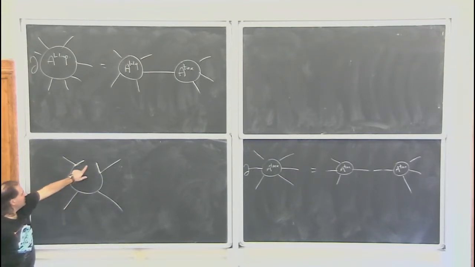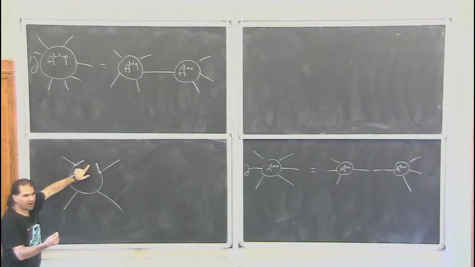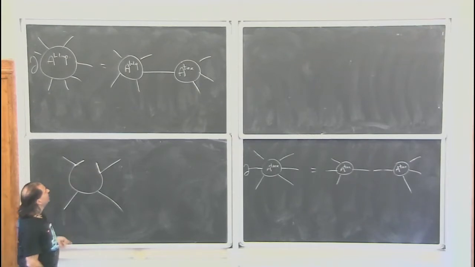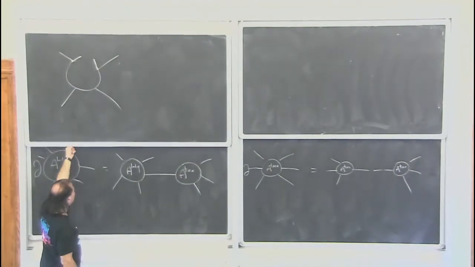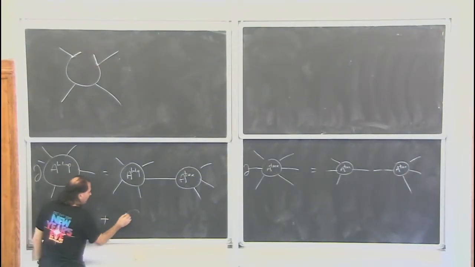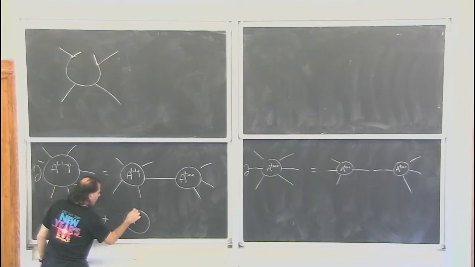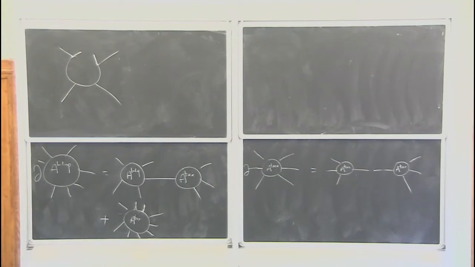that if I put one of the internal guys on shell, I have to get just the tree amplitude, but with 2 extra particles. Okay, so this is another kind of boundary I need: I also have to have a term that looks like a tree, but with 2 extra guys. Okay? So this is the kind of factorization pole structure that these fancy functions have, which reflect locality and unitarity.